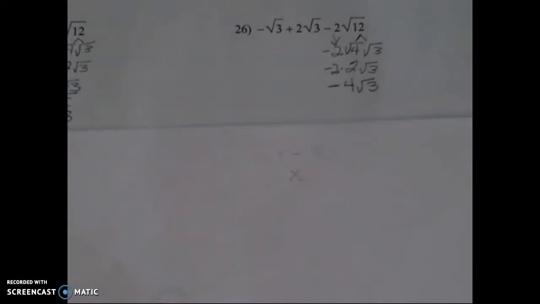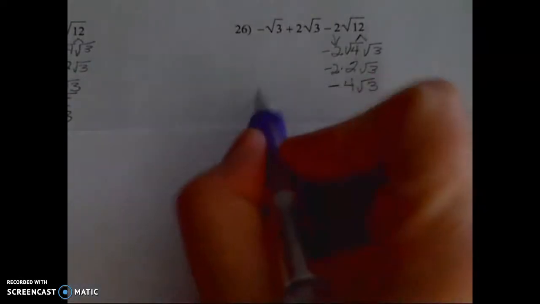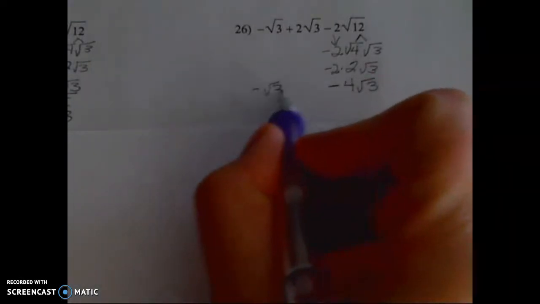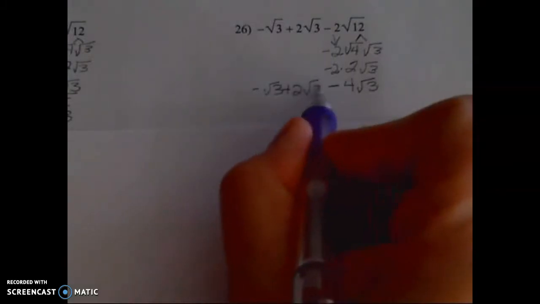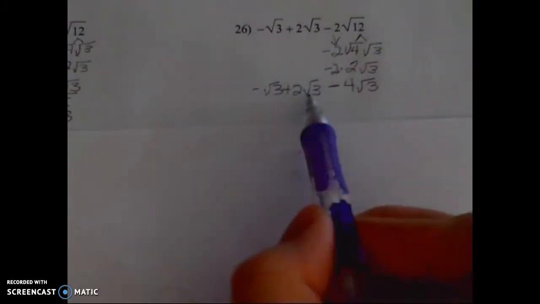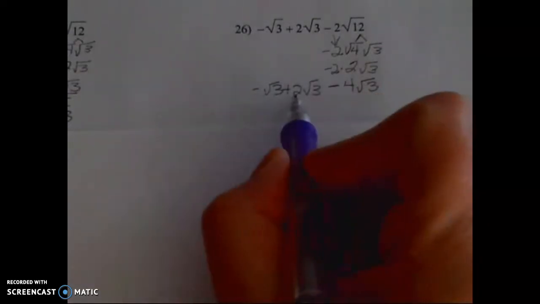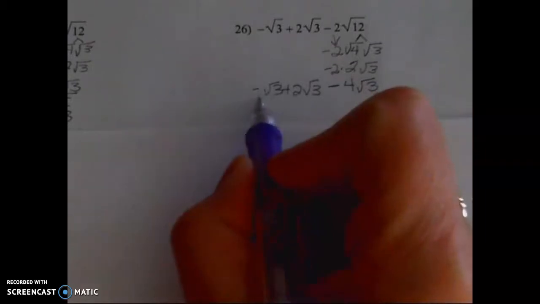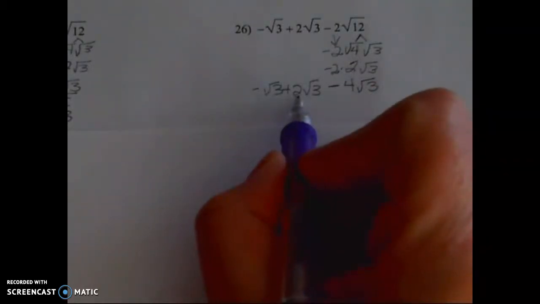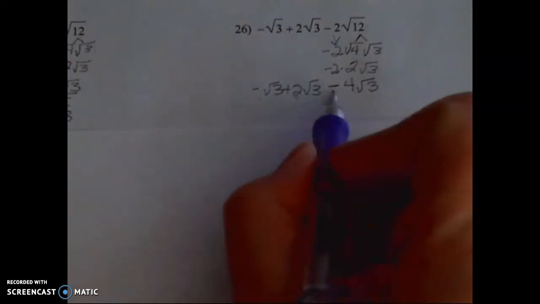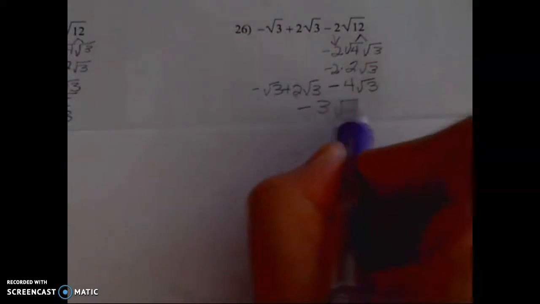I'm going to bring down these other numbers that I haven't used yet. And then we'll combine our like terms. Oh my gosh, they're all the same. Negative 1 plus 3 is 2. Negative 1 plus 2, that's 1. 1 minus 4 is negative 3 root 3. Oh my gosh, these numbers are big, but not scary.